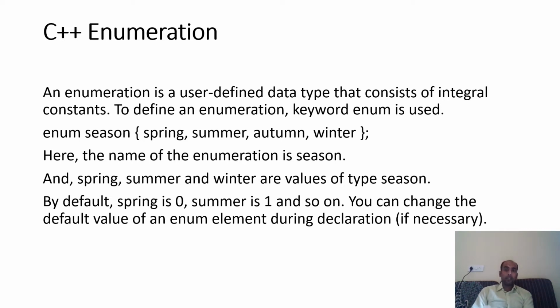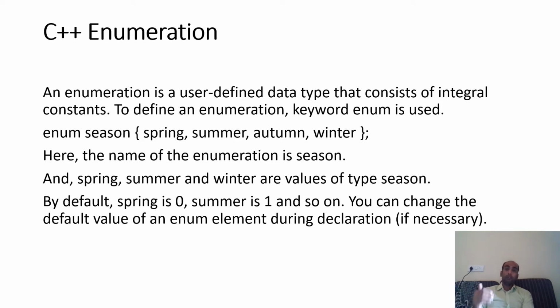Now, what will happen? Enumeration by default assigns a numeric value to all of its members, and the numeric value always starts from 0. So spring will be assigned 0, summer 1, autumn 2, and winter 3. By default, it always assigns from 0. You can change it also. If you want to assign from 10, you can write spring equals 10, comma, summer, autumn, and winter. It will start from 10, 11, 12, and 13.